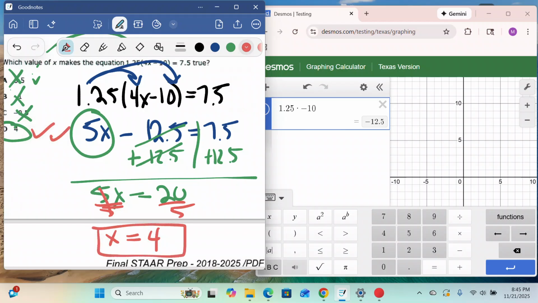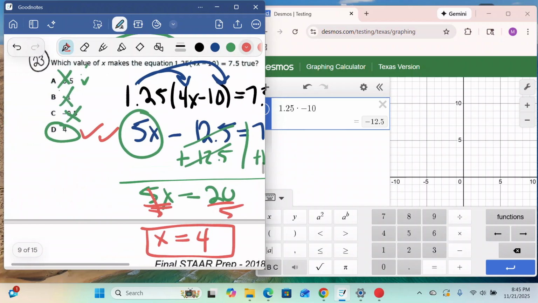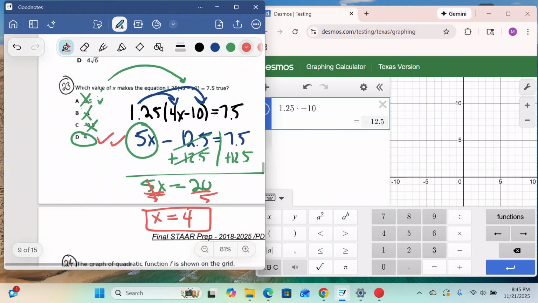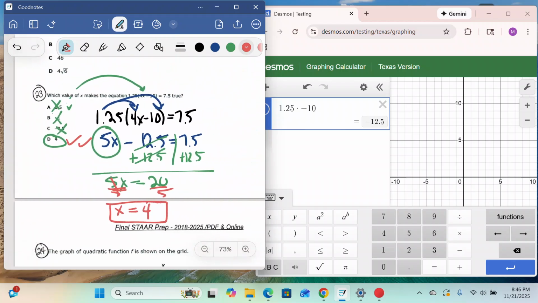So not only did I double check it, I triple checked it. I did it via the method of distributive property, and I also did it via Desmos. Whichever way works for you, but I would recommend doing the opposite way to check your work on that problem.